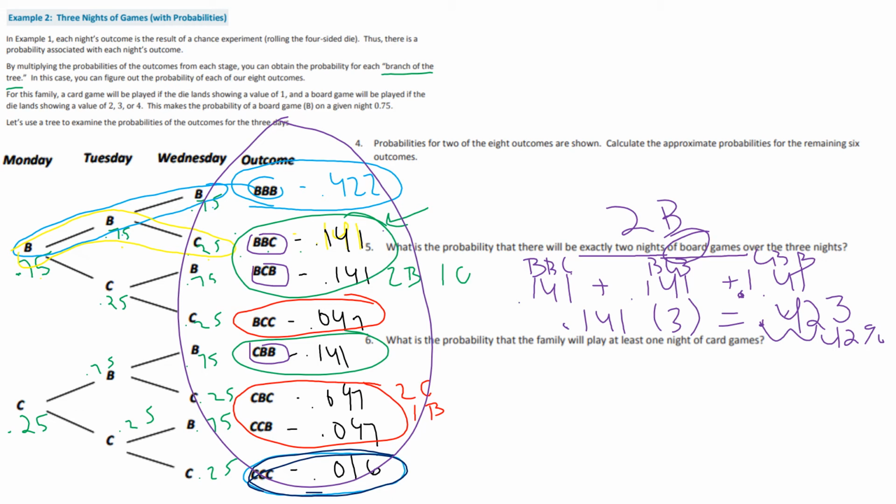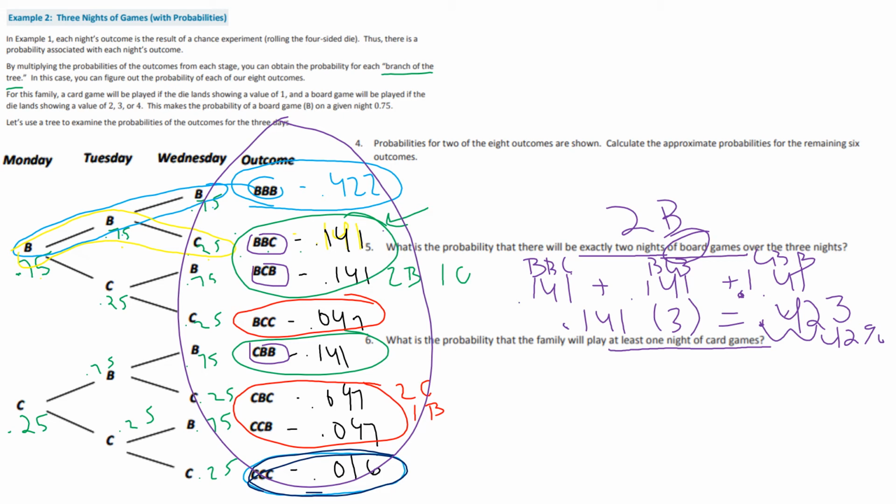So last question on this page. What is the probability that the family will play at least 1 night of card games? So this is at least 1 night. Let's do a different color for this one. Sorry, it's getting a little bit messy. At least 1 night of card games.